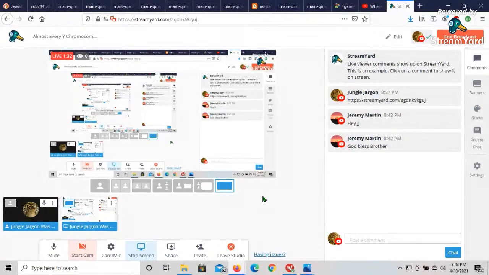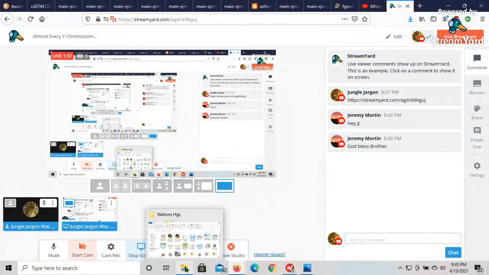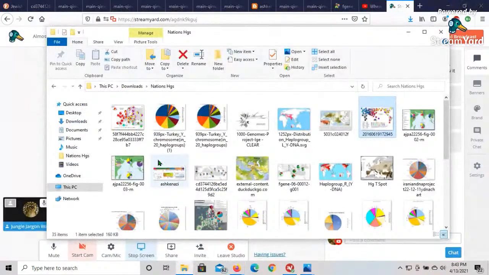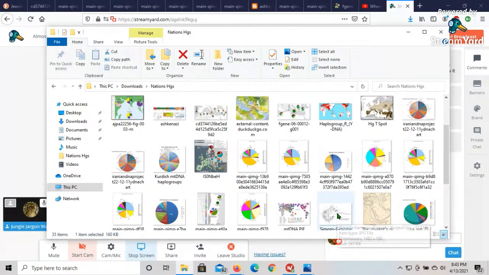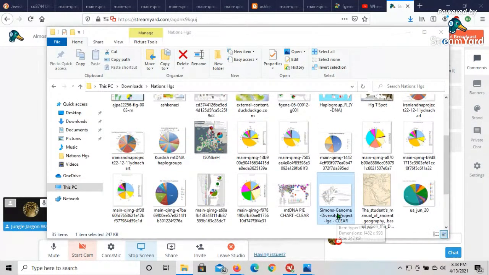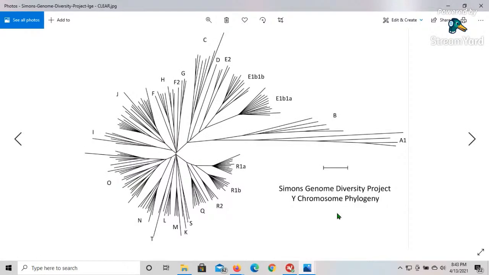Okay, so let's go to the file here. And I'll go straight to the, what's this? This is the L. That would be the L chromosome. I need the other one. I need this one here. Okay. So these should be just about all of them. They're not all of them, but they're just about all of them.